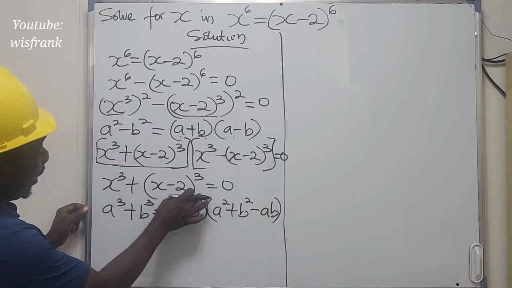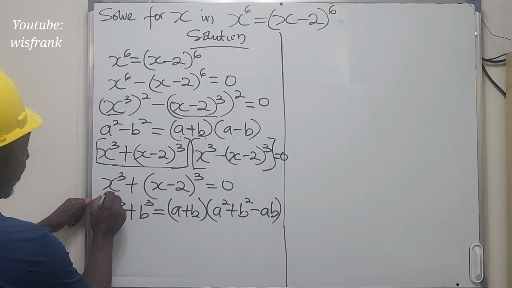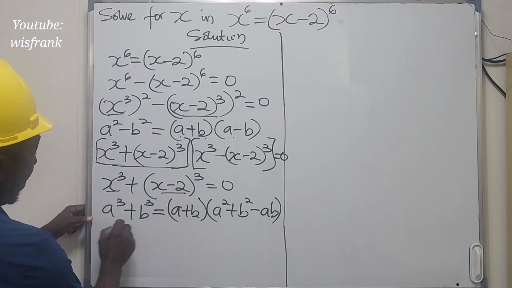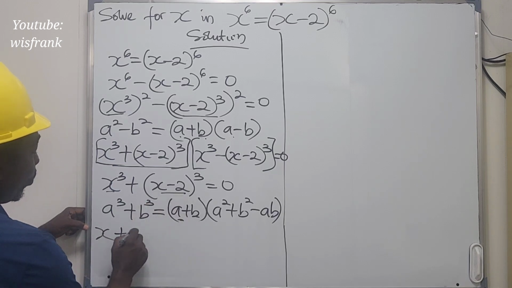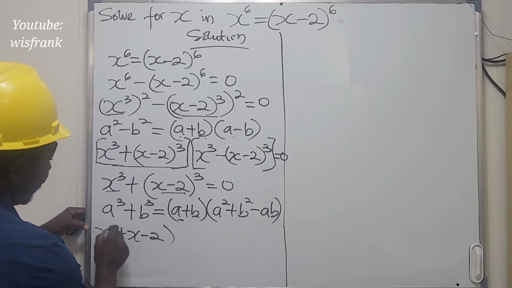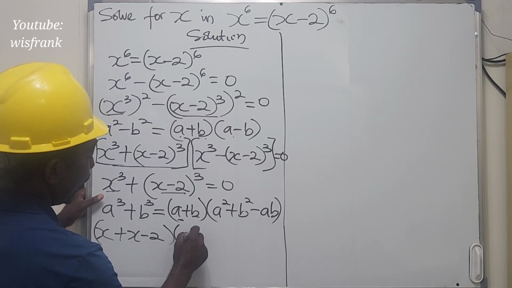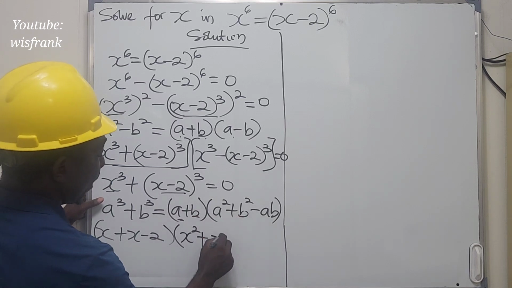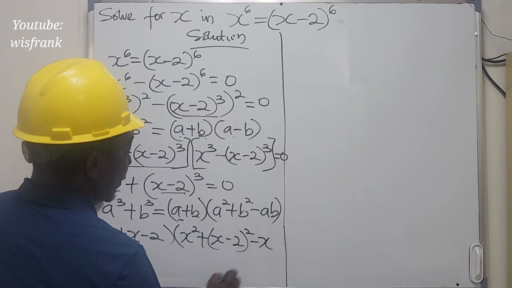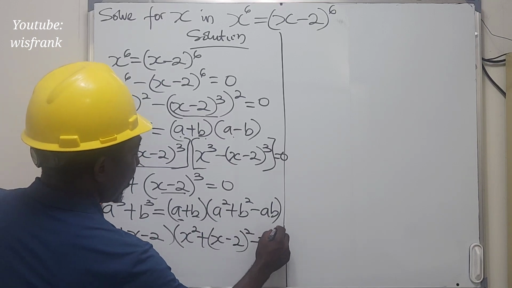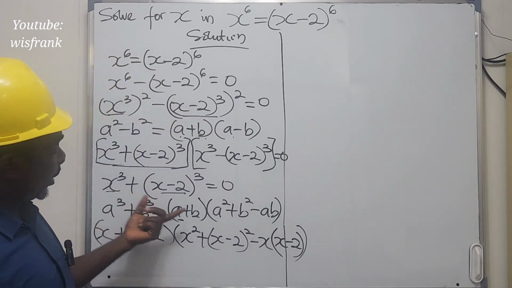We have this in this format, and also we want to express this in this format. So in this case, this is our a and this is our b. So here, our a is x plus our b, which is x minus 2. That is for the first parenthesis. Then the second parenthesis, which is a squared, which is x to the power of 2, plus b, which is (x minus 2) all to the power of 2, minus ab. Our a is x. Then our b here is x minus 2.